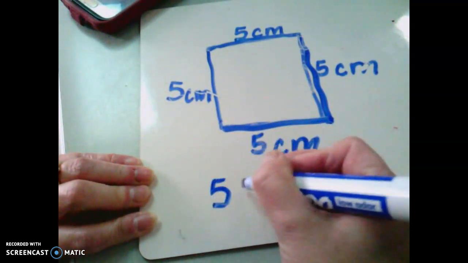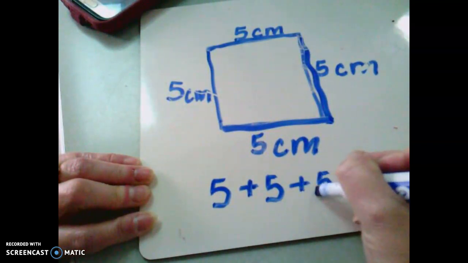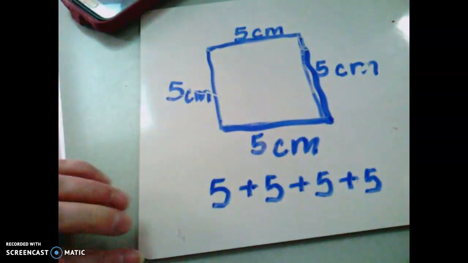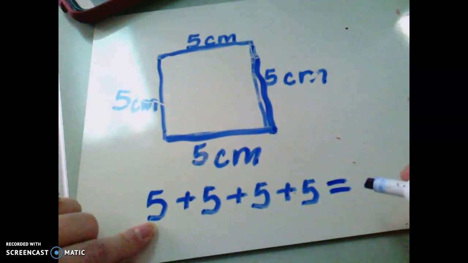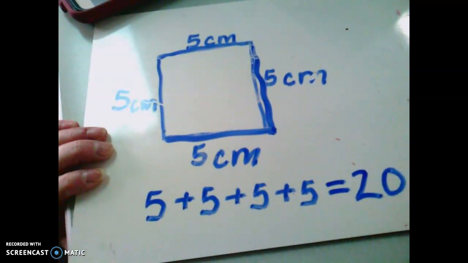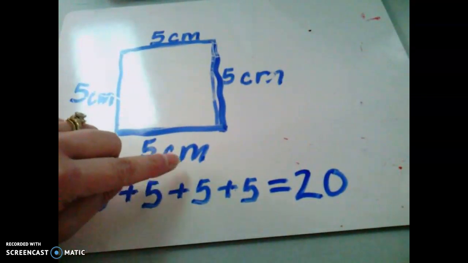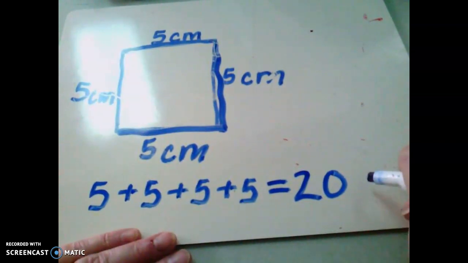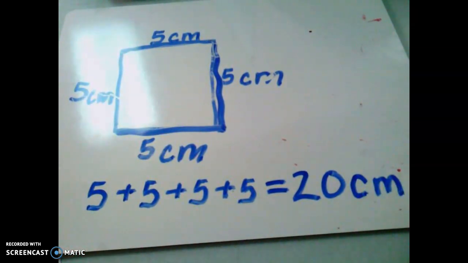So this would be 5 plus 5 plus 5 plus 5, because I've got 1, 2, 3, 4 sides, 4 numbers. 5, 10, 15, 20. So the number part is 20, but I'm not done. I have to look at what I'm measuring in, and I'm measuring these in centimeters. So then the answer is actually 20 centimeters.